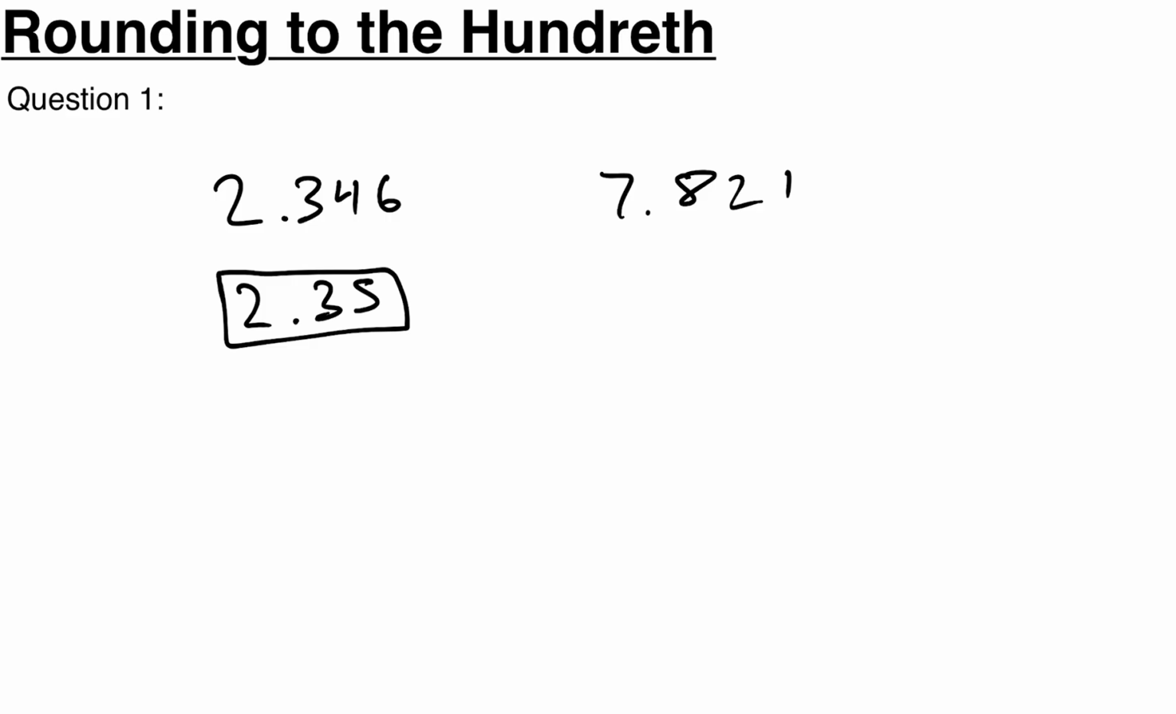So the 1 falls into the 4 or less category, let it rest. And so what we're going to do is leave the 2 as it is. And so our final answer, rounded to the nearest hundredth, is going to be 7.82.